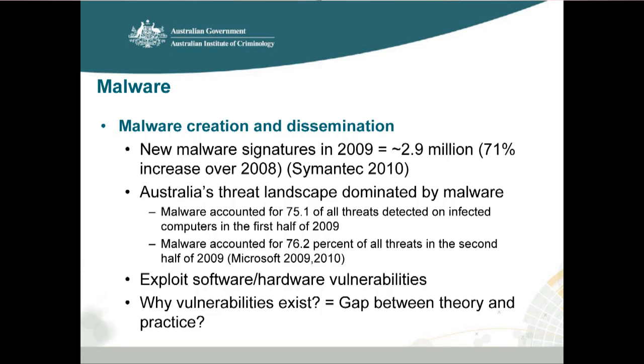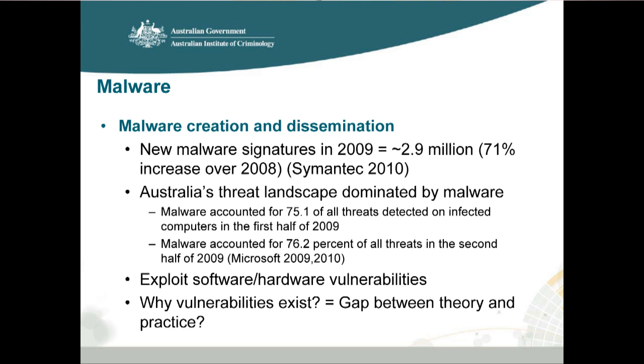In fact, malware has constantly been ranked as one of the key cyber threats to businesses, governments, and individuals in both Australia and overseas. Just last year, the number of new malware signatures is reported to be just under 3 million, which is a 71% increase over 2008, which is a year before. And in fact, studies by not only Microsoft but also by other academics and companies also indicated that the threat landscape in Australia was dominated by malware. As you can see on the statistics on the slide, malware actually accounts for 3/4 of all threats detected on infected computers in Australia for the whole of 2009 calendar year. So malware is actually one of the key threats to us.